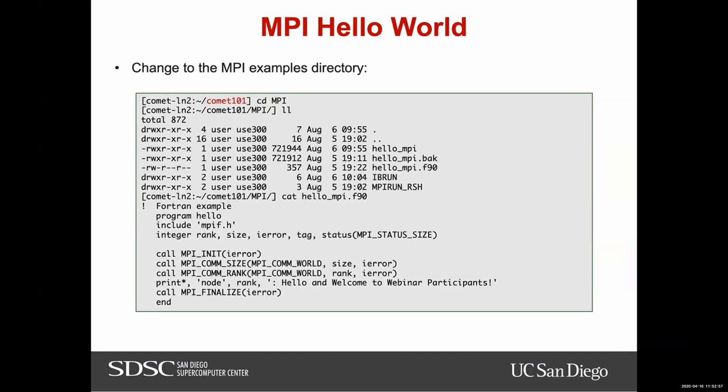Okay, running MPI jobs. I'll try and go quickly through this. I see we're running a little bit late. So in the MPI directory, there's the Fortran code. Here's your Fortran code, basically hello world.